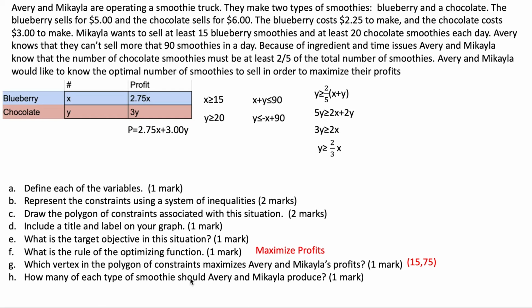Which vertex in the polygon of constraints maximizes Avery and Michaela's profits? 1575. How many of each type of smoothie should Avery and Michaela produce? Well, she should produce 15 blueberry smoothies and 75 chocolate smoothies in order to maximize her profits. And that's it for question number 1.